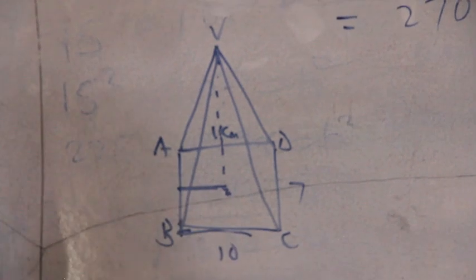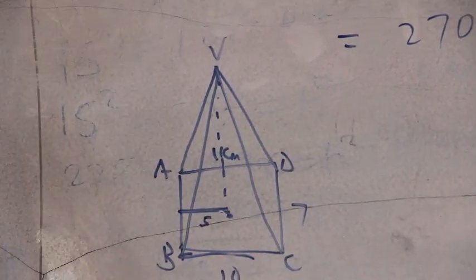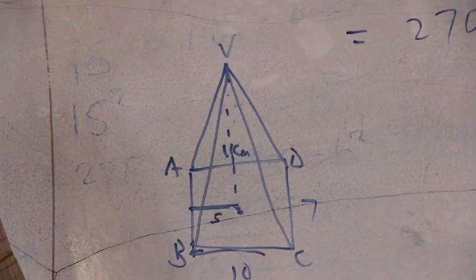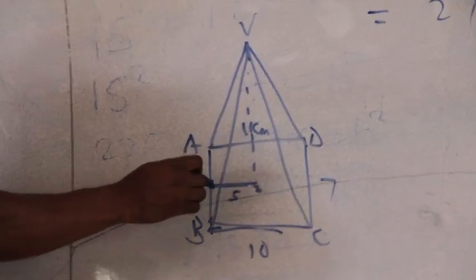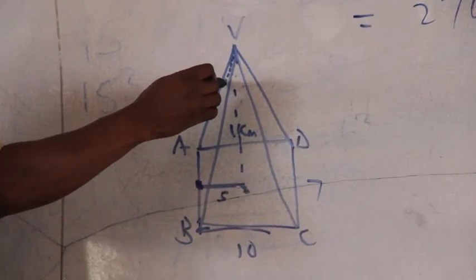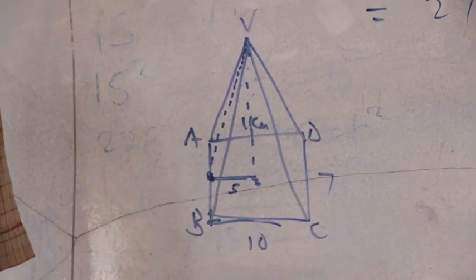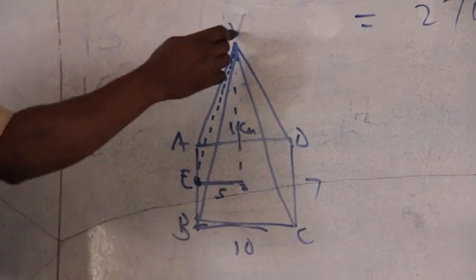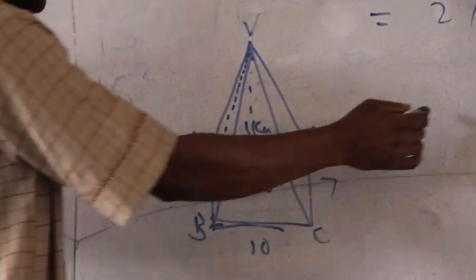Half of this 10 is 5. Half of this 10, Abi, is 5. Are you with me? Yes. Okay, I will now draw a line from here to this. Can you see this? It will still give us a right angle triangle. Maybe I should call this one E. V-E-O. Look at this diagram now.